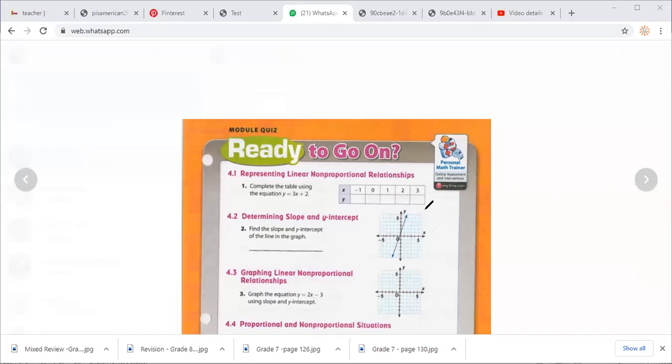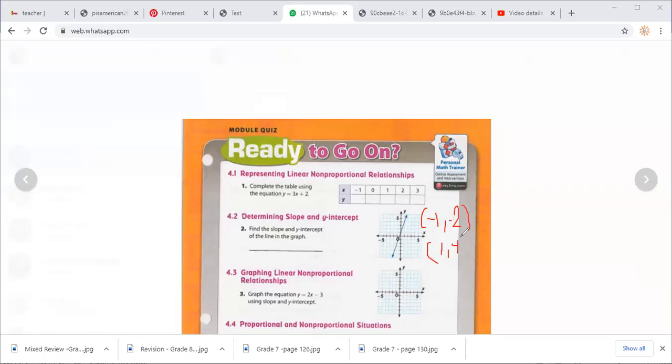Who said those 2 order pairs? Please tell me. Reem. -1 and -2. Yes. Maya, are you with us? Yes. Okay. So we have -1 and -2. What is the second order pair? 1 and 4.